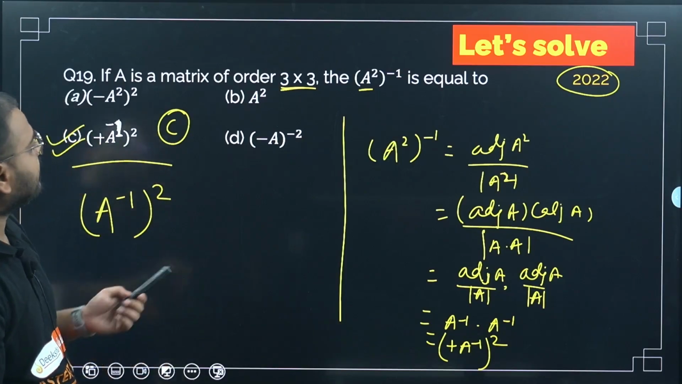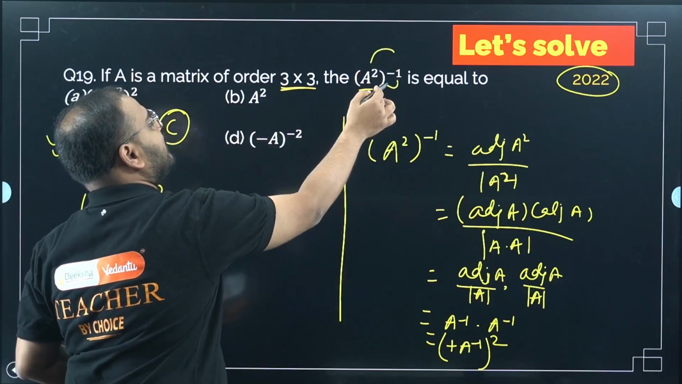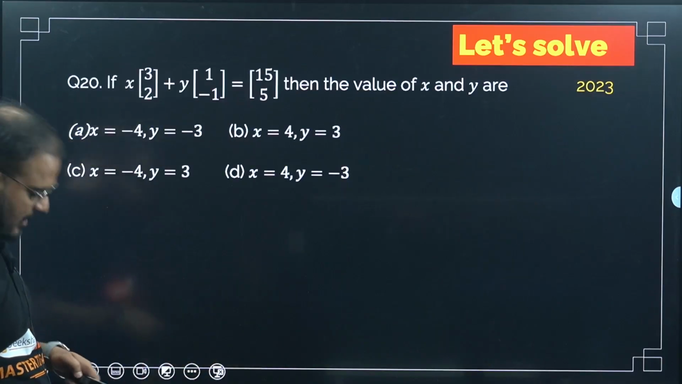Okay. All right. If you don't want to use this, you can use the property directly. This will go out and this will come in. Okay, moving on. Next question.